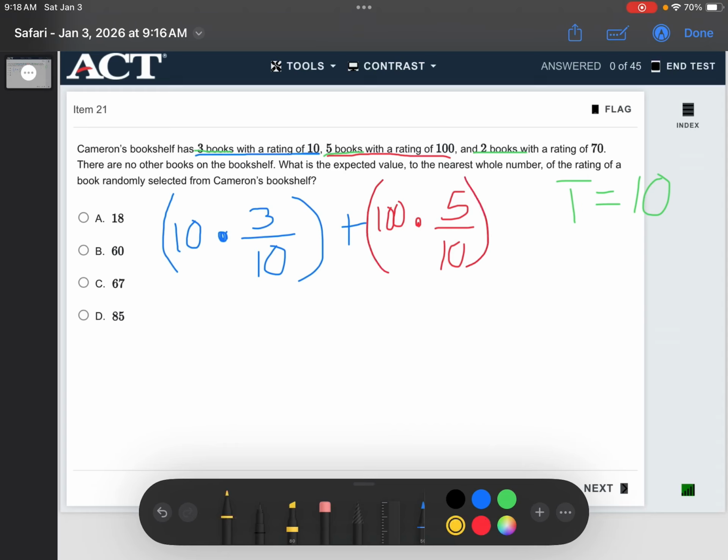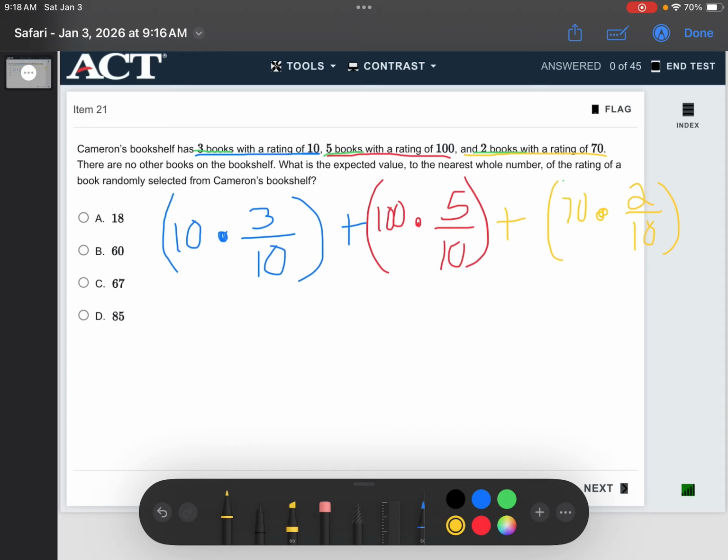We do the exact same thing with the last 2 books. There are 2 books with a rating of 70, so I'm kind of in the way of my total here. Let me erase this total, it's in our way. All right, then again, we add that together with, okay, what's the probability of getting a book with a rating of 70? Well, it's 2 out of 10. And then what is that rating? Well, we just said it was 70. So this is how we do that calculation of expected value.